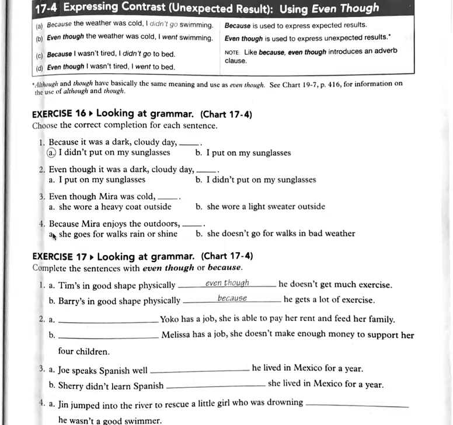Number 4, because Mira enjoys the outdoors, she goes for walks, rain or shine. So this is expected because she likes the outdoors. She goes for a walk, whether it's raining or the sun is shining. So letter A.